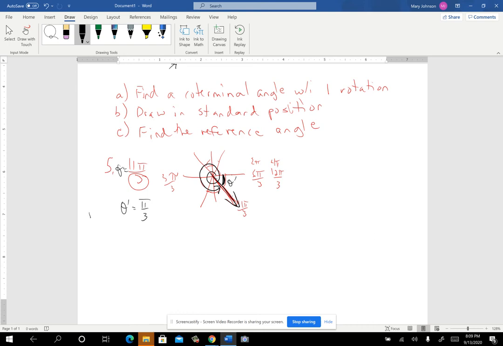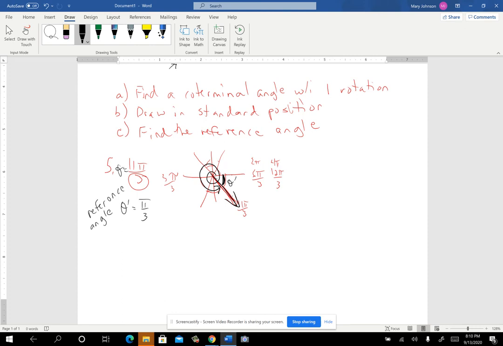All right, so this is the reference angle. The reference angle and the original angle will have the same trig function values. It's just that you might need to throw a negative on them depending upon the quadrant your actual angle is in, okay?